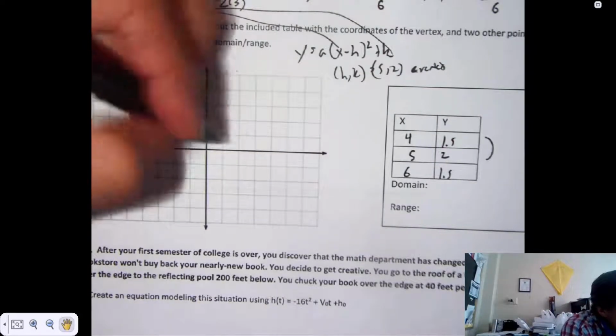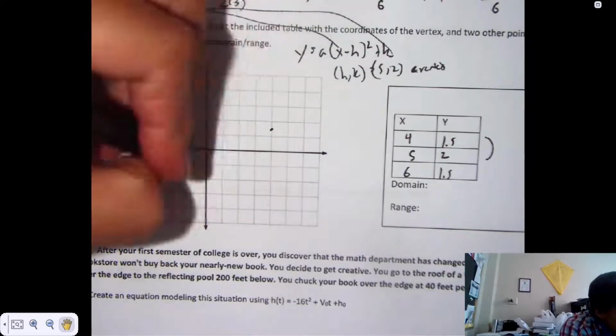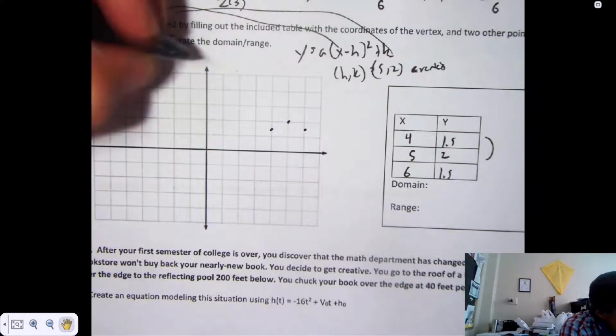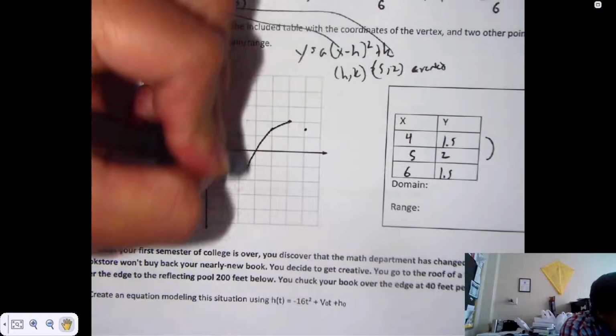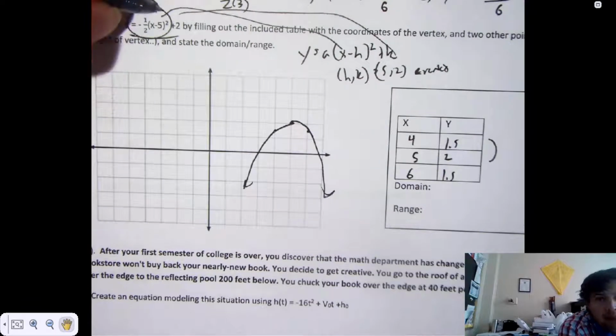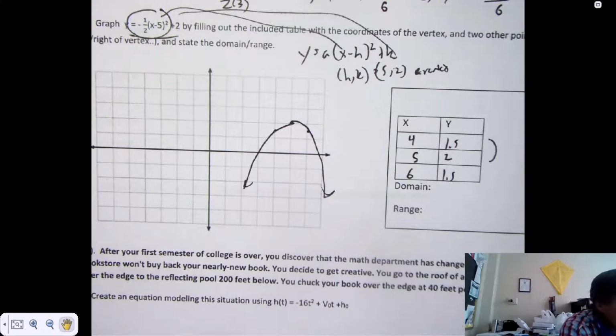So my points that I'm going to plot are to the right 4 up about 1.5 units, to the right 5 up 2, to the right 6 up about 1.5 units. And the thing opens down. Looks something like this. Makes sense that it opens down. There's a negative symbol up front, just little things like that.